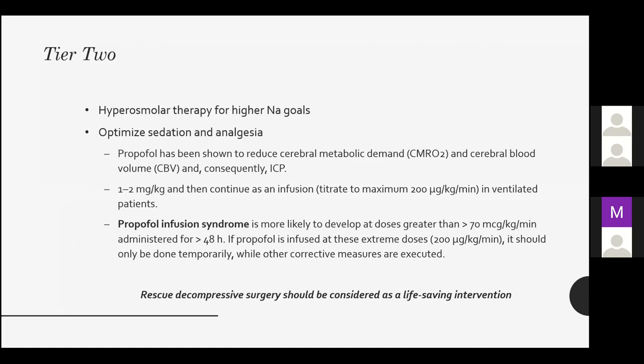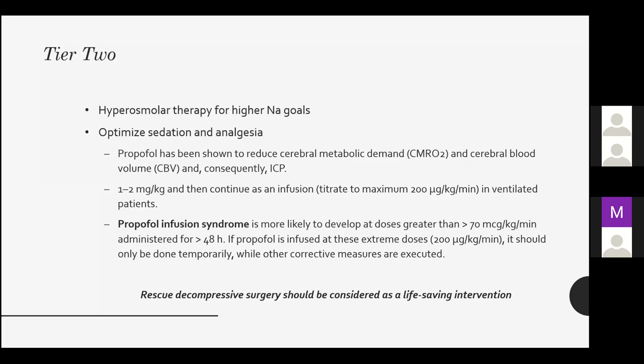Hyperosmolar therapy, you try to keep sodium level around 155. And the other thing, you add propofol. So propofol decreases cerebral metabolic rate and blood flow. This is the basic physiology. You give a 1 to 2 milligram per kilo bolus and titrate up to a maximum of 200 mics per kg per minute in a ventilated patient.